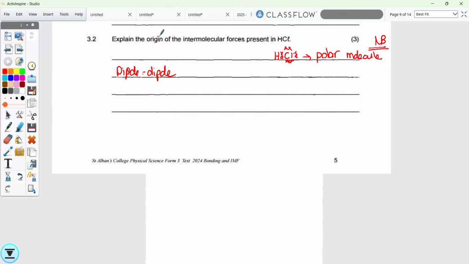Now, have I answered the question? No, the question says the origin. How does it form? So the origin you need to know of this one, of hydrogen bond, and of London IMF. Make sure you can explain the origin of all three of them. Dipole-dipole: you have a polar molecule with a delta positive and a delta negative. The delta negative of the one molecule attracts the delta positive of the other molecule. There sits my dipole-dipole IMF.